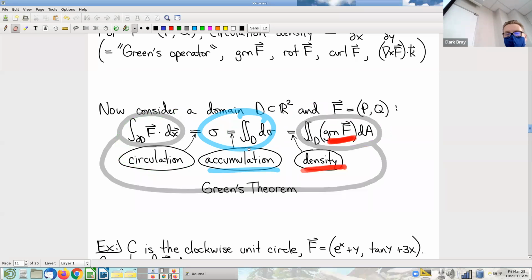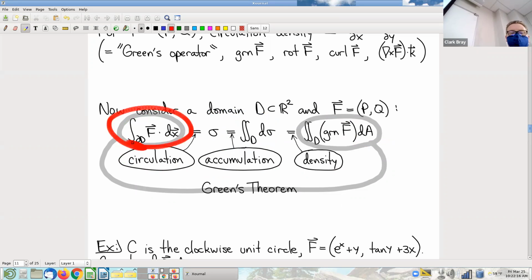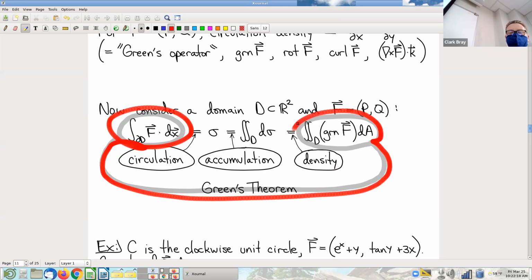Let me just wrap up. The punchline here is that Green's theorem says that this line integral circulation can be computed with this double integral of Green's operator.